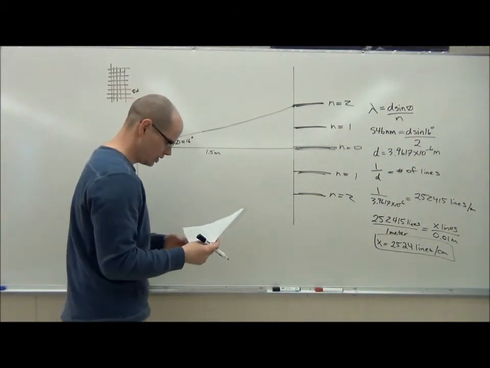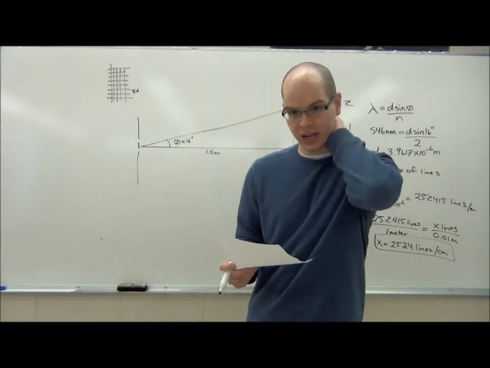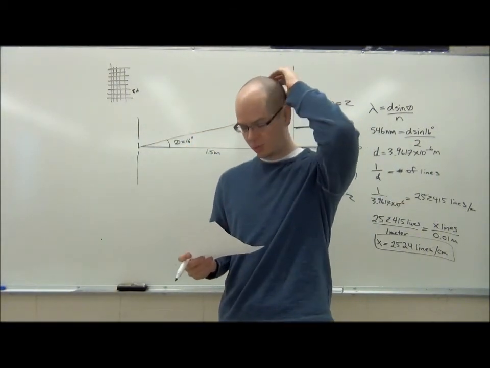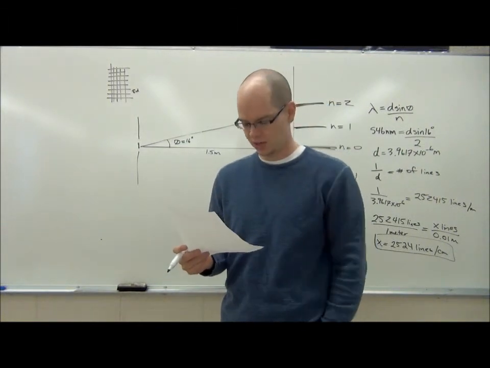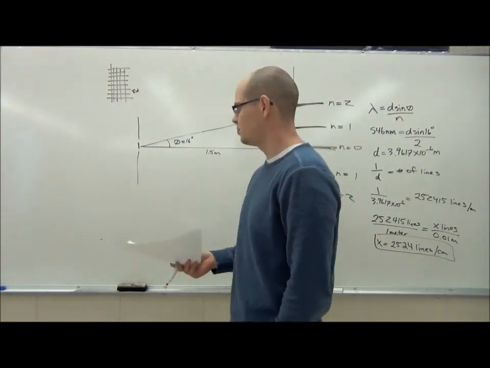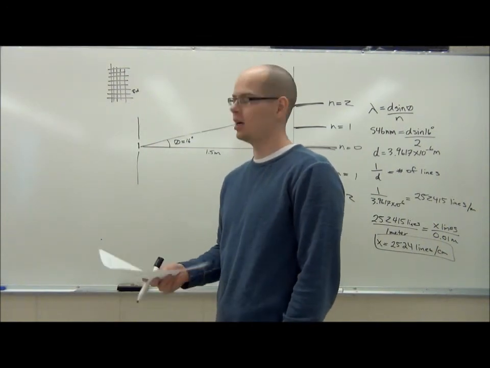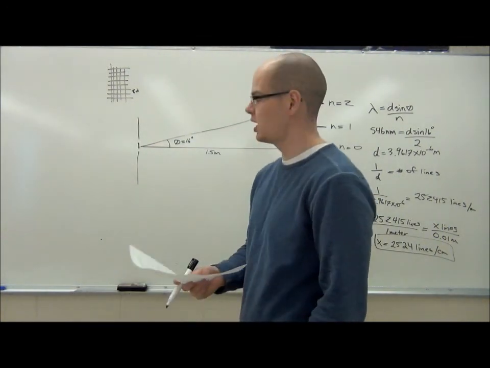We cannot use the formula lambda equals dx over nl. It would be nice, but we can't. It's an approximation, that formula, and we're over 10 degrees, so we cannot use that. Here what we can do is use simple trig, if you've drawn the diagram. And diagrams are great. Use diagrams whenever you can.